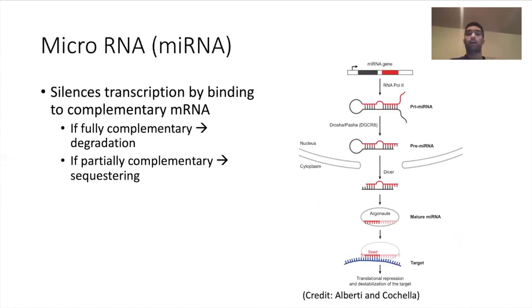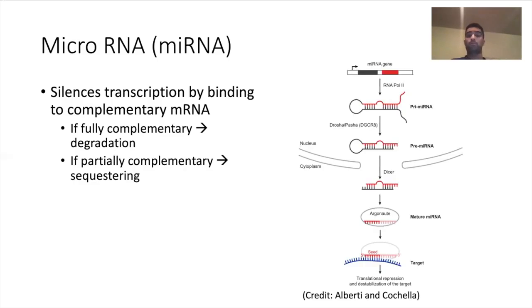Now, another way that cells regulate how much of an RNA product is created is through miRNA. So the stuff about transcriptional regulation that I talked about before was before or while transcription was going on. miRNA, on the other hand, takes place after transcription happens. So it silences transcription by binding to complementary mRNA.